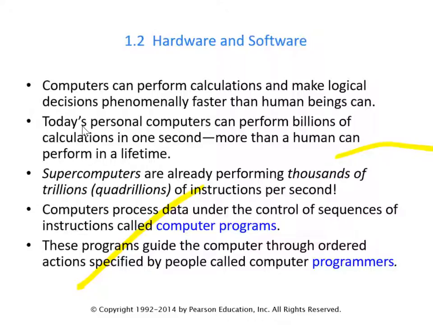But computer programs can look at a bunch of data on a preset criteria and make decisions very quickly. They can perform billions of calculations in a second. They are very fast at processing data. Supercomputers can do thousands of trillions, quadrillions, of data processing operations.